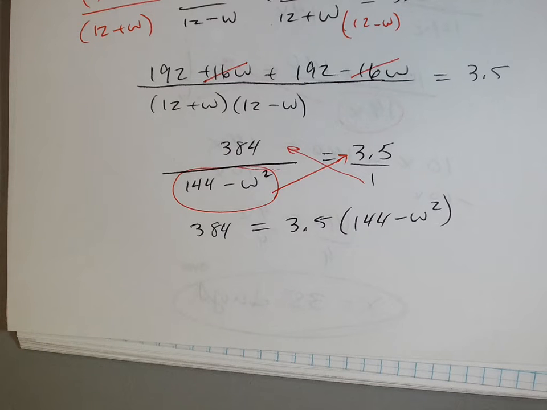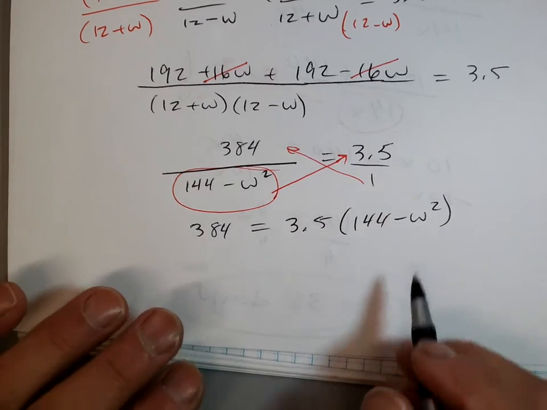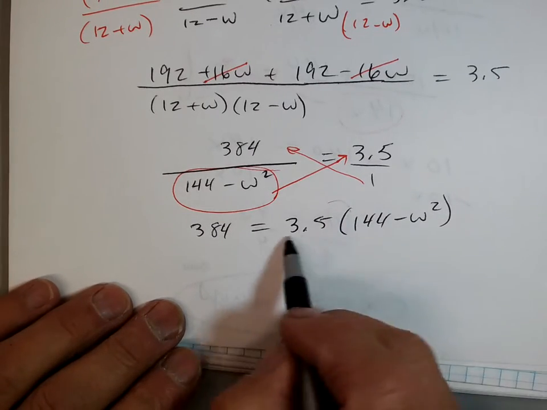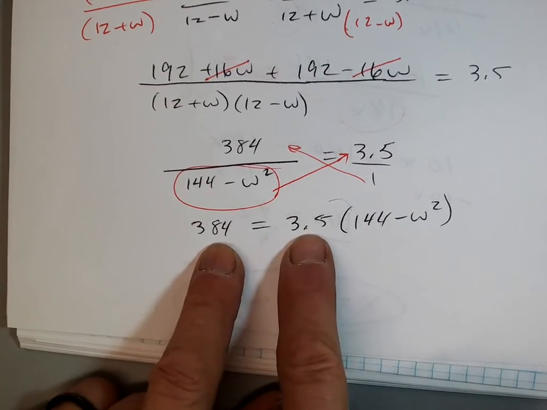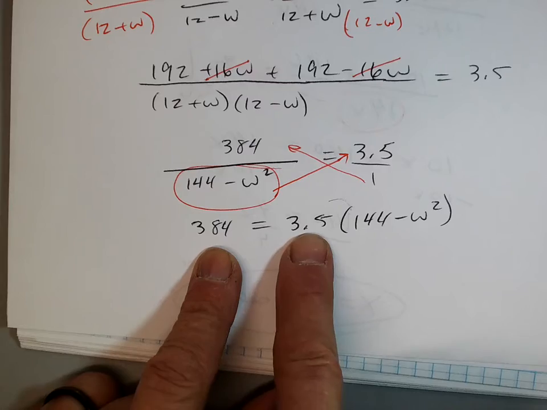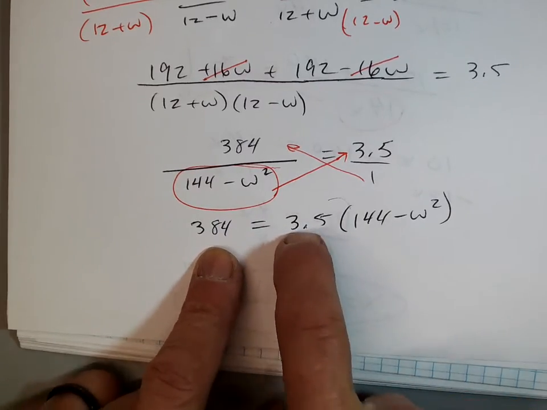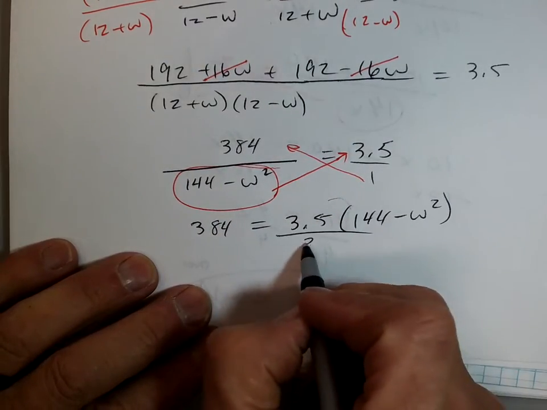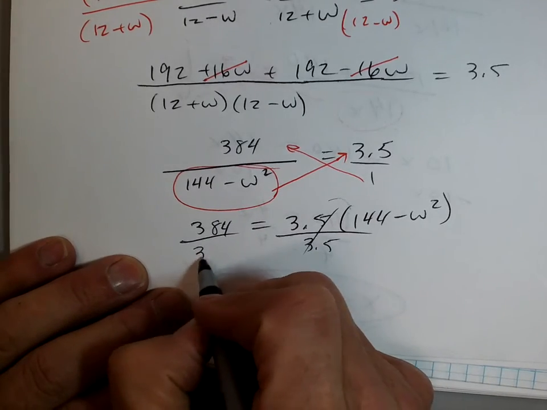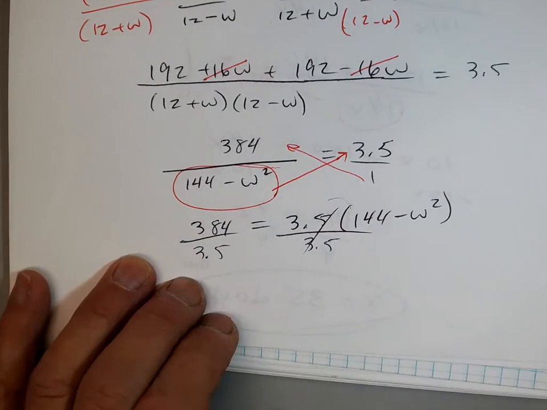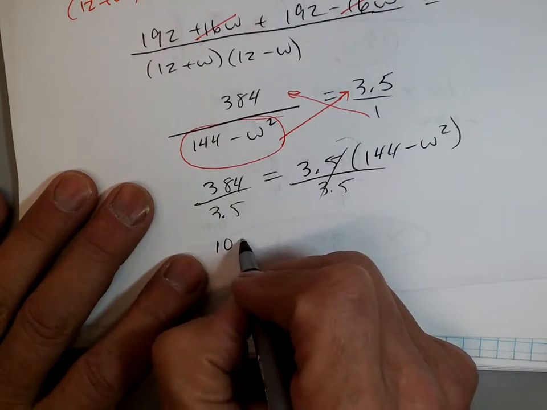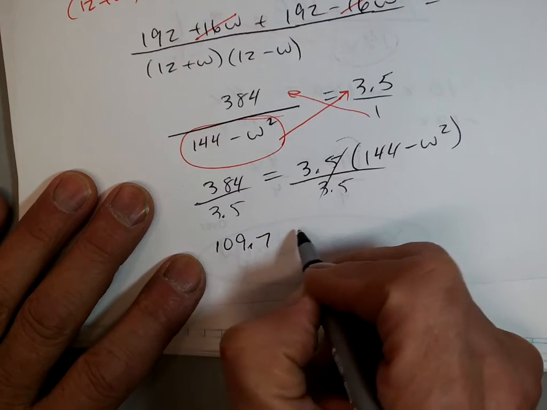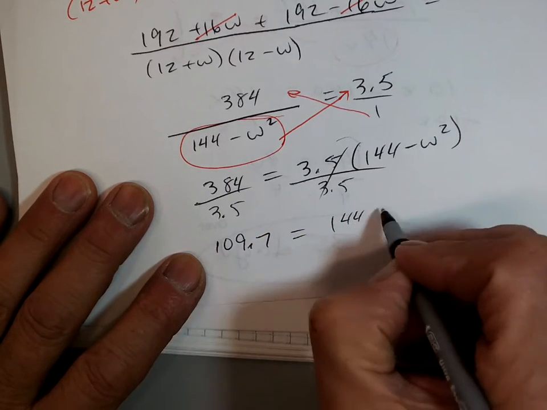Okay, so it's not hard. We're just going to need to calculate. The first thing I'm going to do, I could multiply through, but I'm just going to divide by 3.5 first. If I divide by 3.5 first, it just makes it easier. You okay if I divide by 3.5 first? So let's divide by 3.5, and I get an answer of about 109.7. 109.7 equals 144 minus W squared.